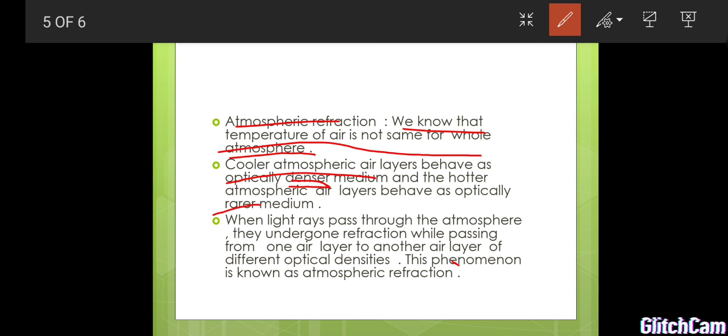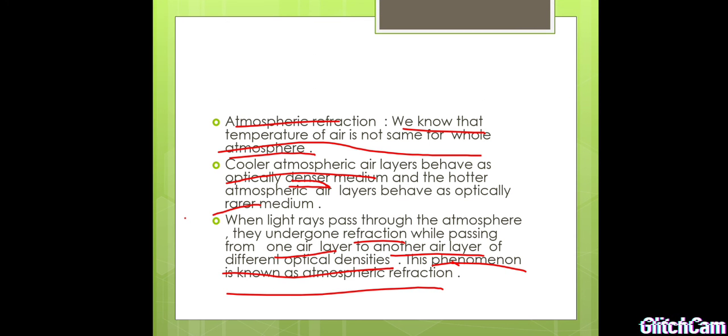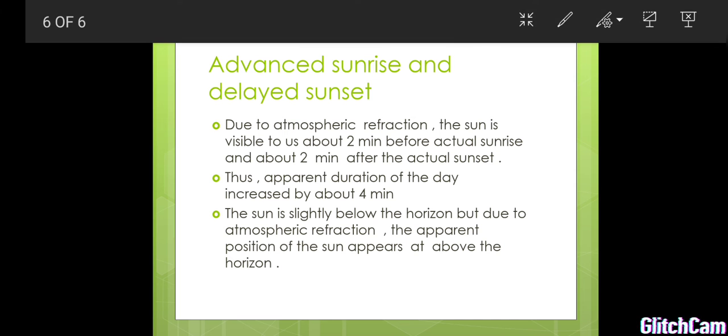So when the light ray passes through the atmosphere, it undergoes refraction while passing from one air layer to another air layer of different optical densities. This phenomenon is known as atmospheric refraction. Okay. And the next important concept, an example, is advanced sunrise and delayed sunset.